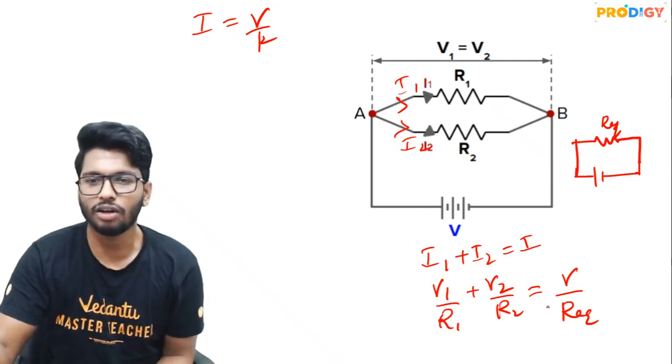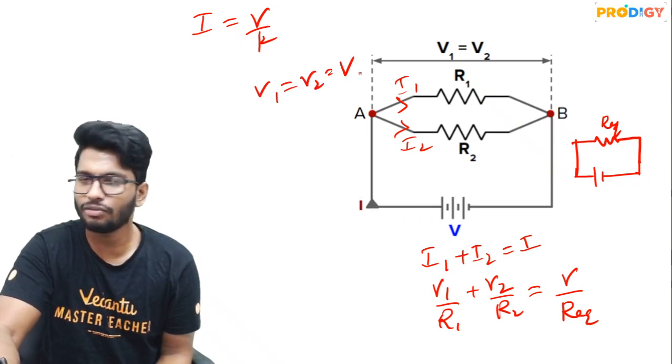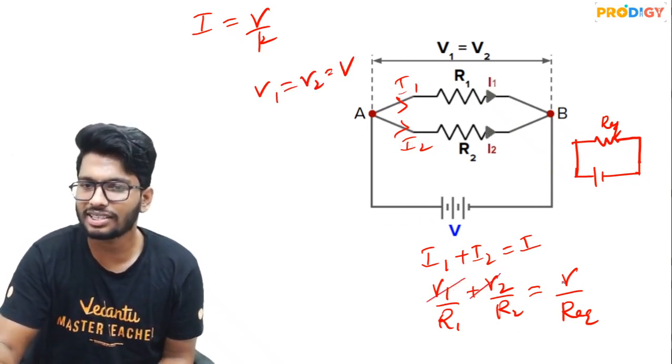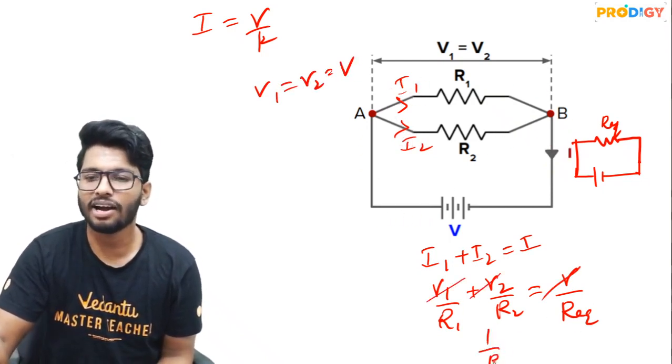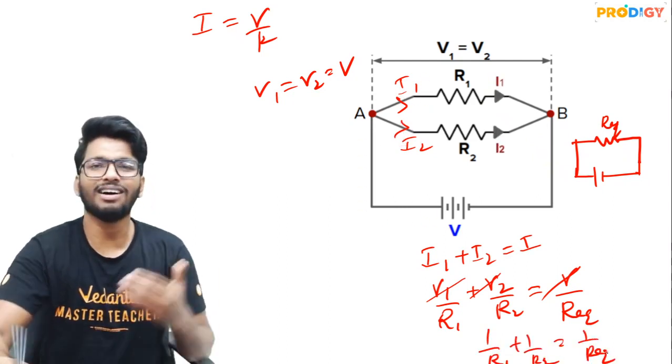So once again, guys, if you solve it, we know that V1 is equal to V2 is equal to V. So again, V gets cancelled. So I can write it as: 1 by R1 plus 1 by R2 is equal to 1 by R equivalent.